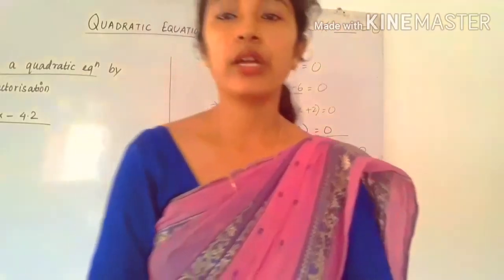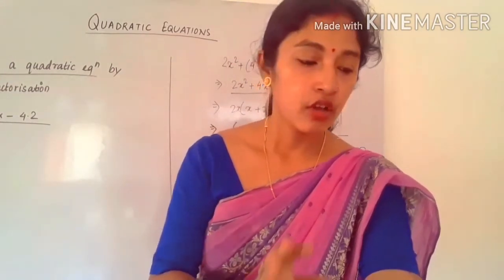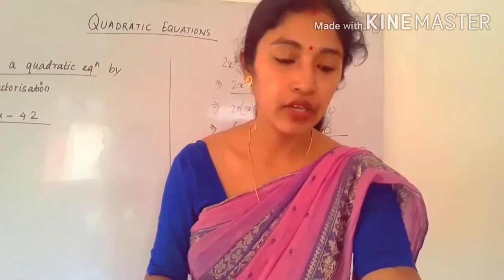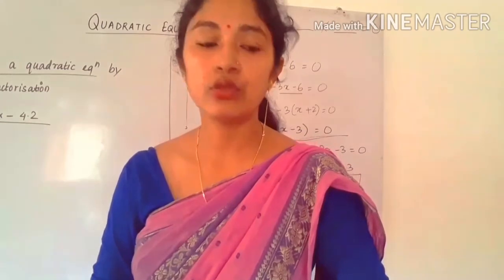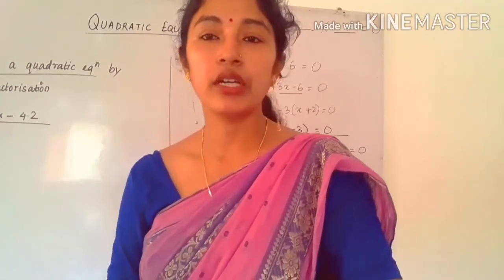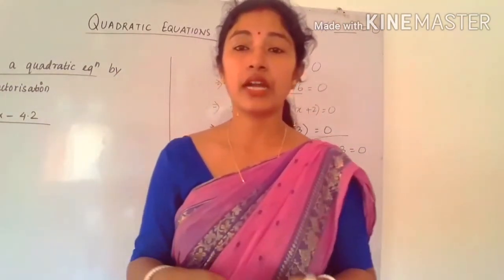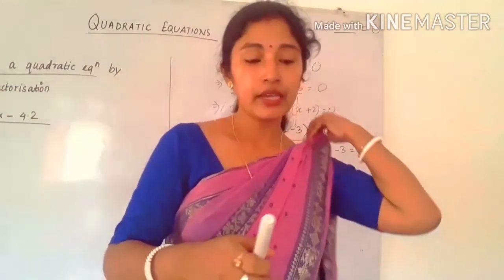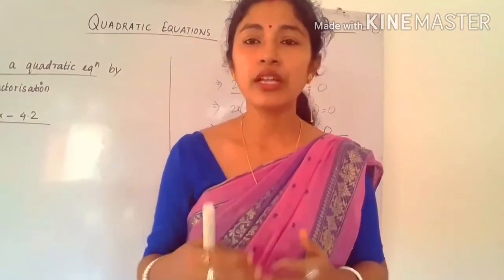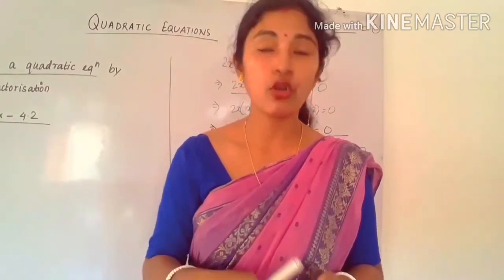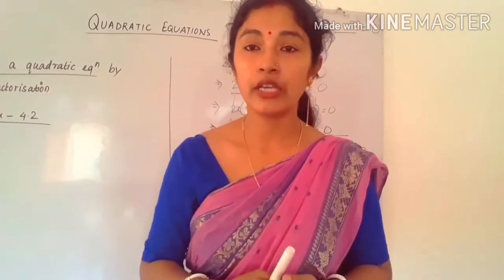Next I am going to do question number 3 of the same exercise. Find two numbers whose sum is 27 and product is 182. That means you have to find two numbers whose sum is 27 and the product is 182. You can take any two numbers randomly also, add them and check whether you get 27, but here you have to solve it using the factorization method. So first of all you have to form the quadratic equation.